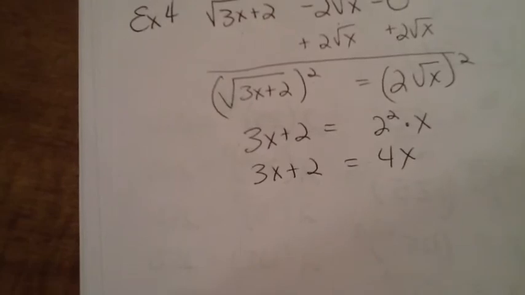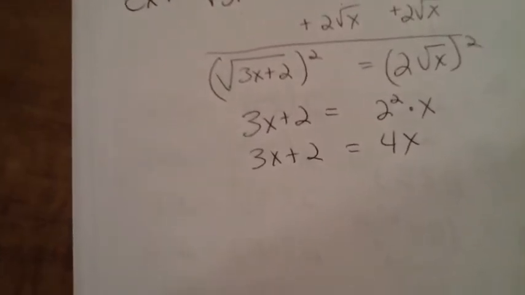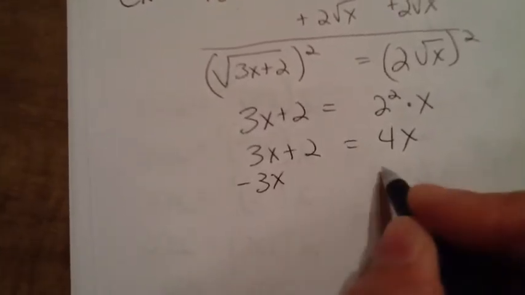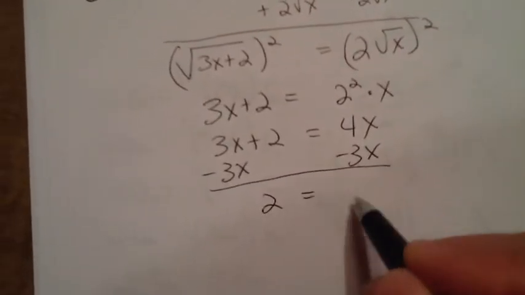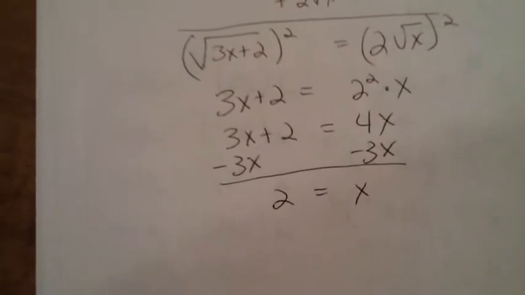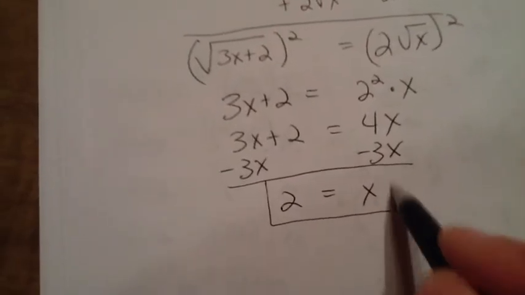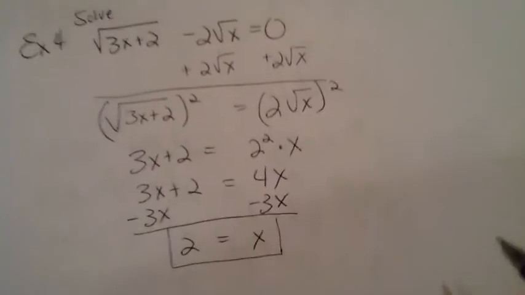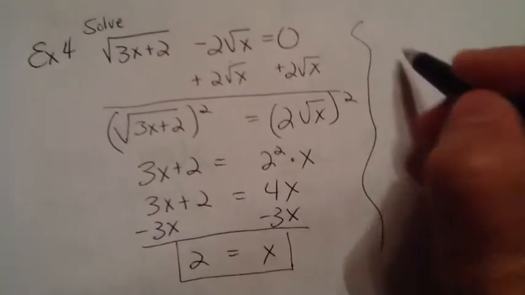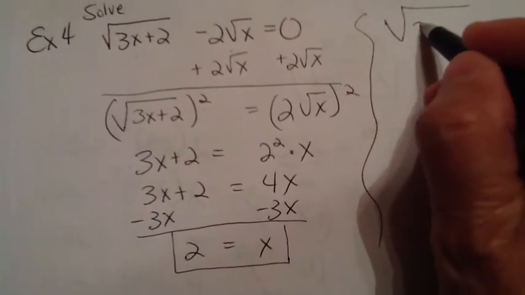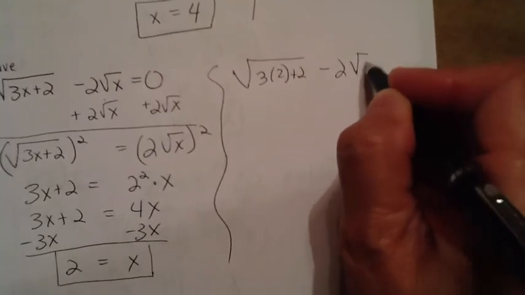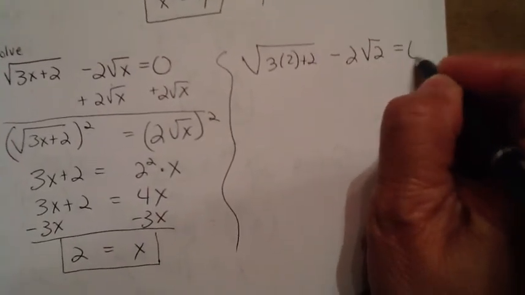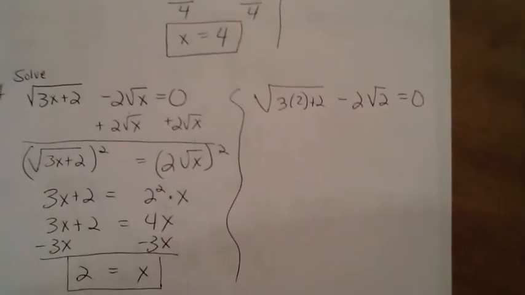Well, I need to solve for x, so I'm going to subtract 3x. 2 equals x. Well, that looks like it's our answer, but again, we need to check. So to check this, we're going to put it into the original. 3 times 2 plus 2 minus 2 square root of 2, does that equal 0? Well, we're going to find out.